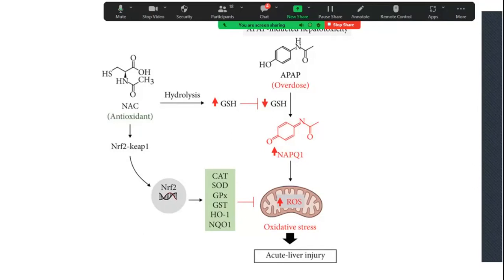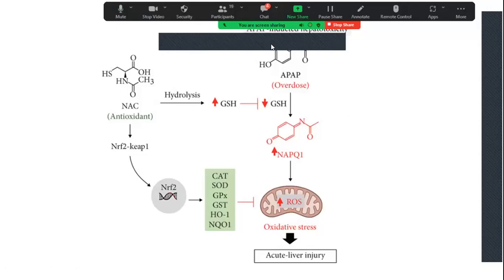And the way we get rid of it is, yes, NAC is one of them, glutathione directly, NAD, and anything that helps to increase the expression of those antioxidant enzymes. Thiamine helps to increase the expression of those antioxidant enzymes along with NAC. And this will help to improve the mitochondrial function as well.